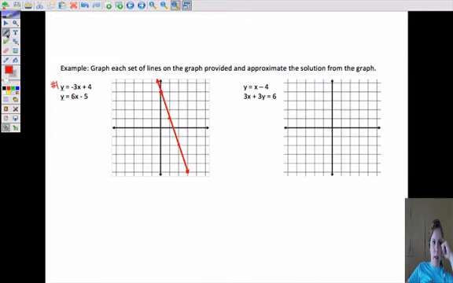Our second line here is y equals 6x minus 5. So we start at negative 5, and our slope is 6 over 1. So we go up 6 over 1. And I don't think we can go up 6 over 1 anymore, so that's our line there. And you can see that these two lines intersect at 1, 1. So the solution would be the point 1, 1. If we plug 1 into both of these equations for x, we'll get 1 as the y output. All right, so let's move on to the next one.